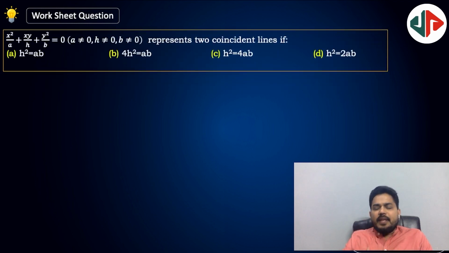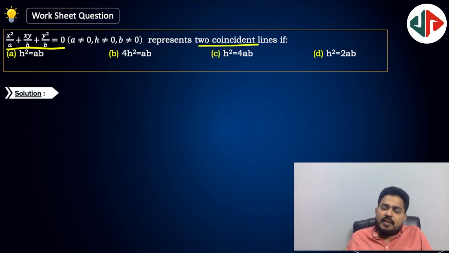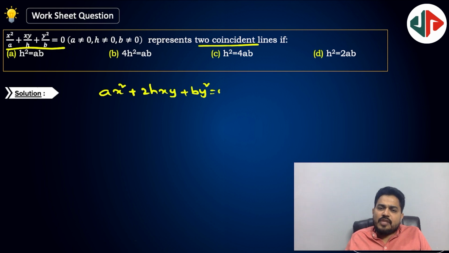This is a pair of homogeneous lines. Both are passing through 0, which represents two coincident lines. So what is the property if the equation is ax square plus 2hxy plus by square is equal to 0? Coincident lines if h square is equal to ab.